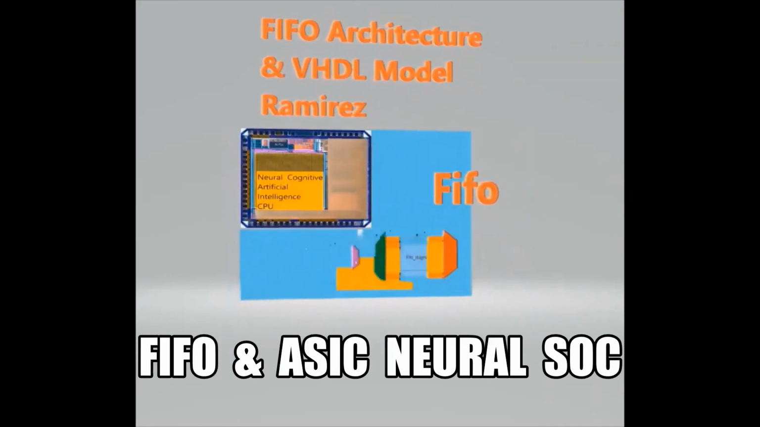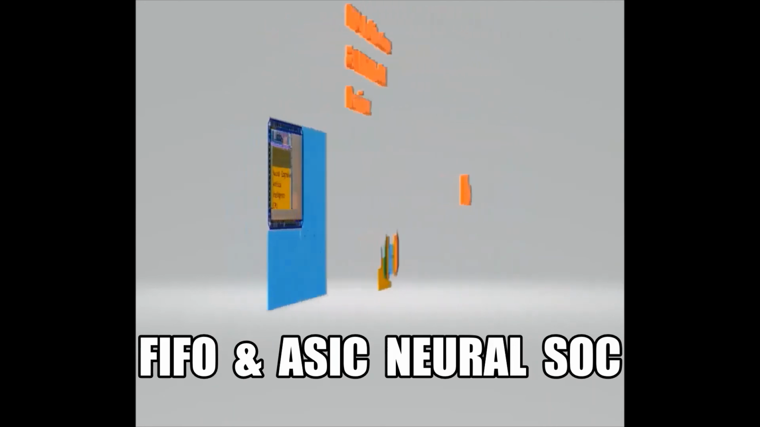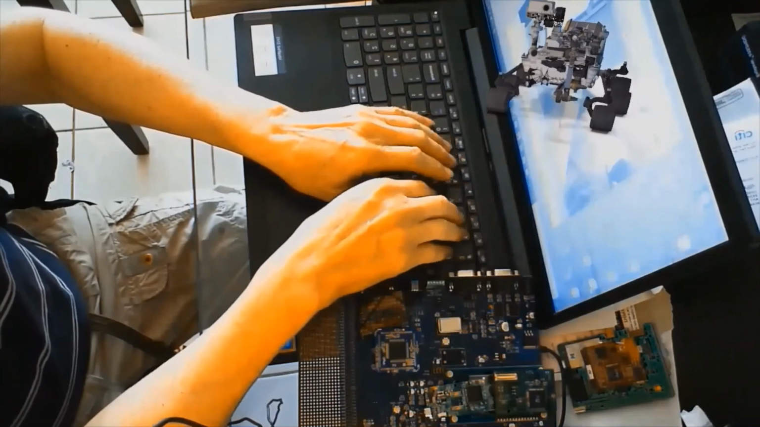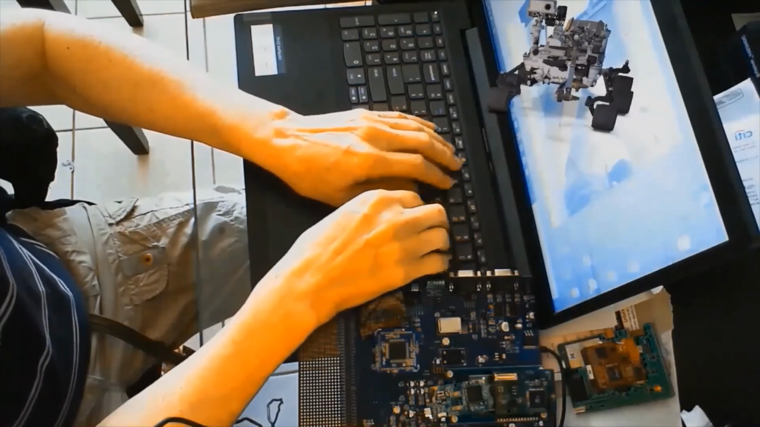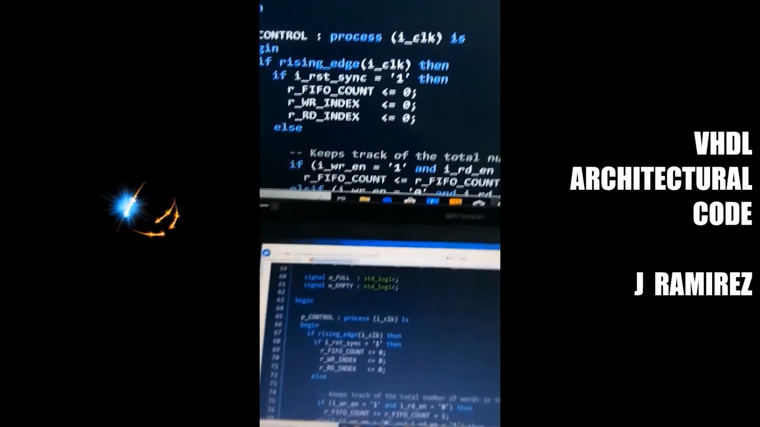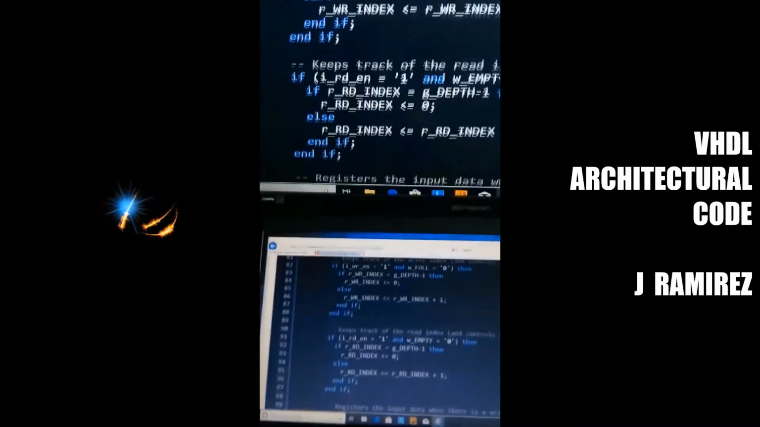When the full flag goes high, this means the FIFO's memory is full and will not accept any more writes until data is read using the read enable input. If data is written while the full flag is high, it will be ignored.